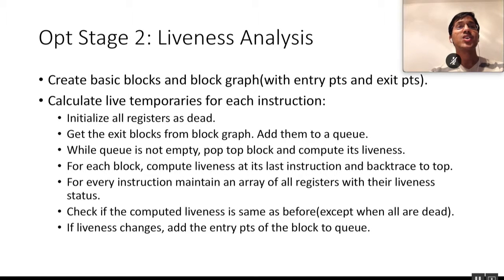In each instruction, I store a list of an array. I store an array of registers with the liveness status of each of those registers. So if the computed liveness has changed from before, then I add the entry points of that block to the queue. If not, I just continue.